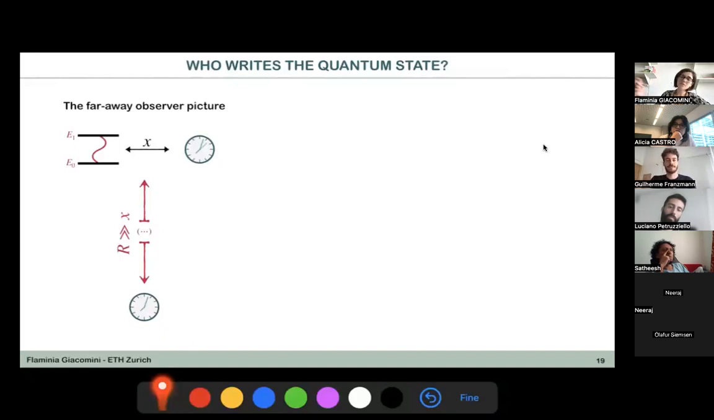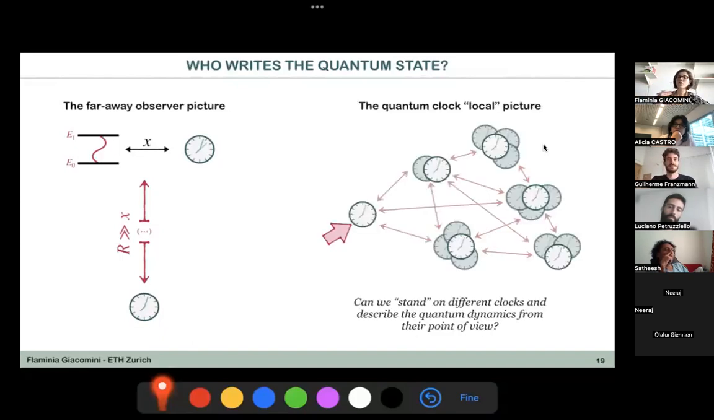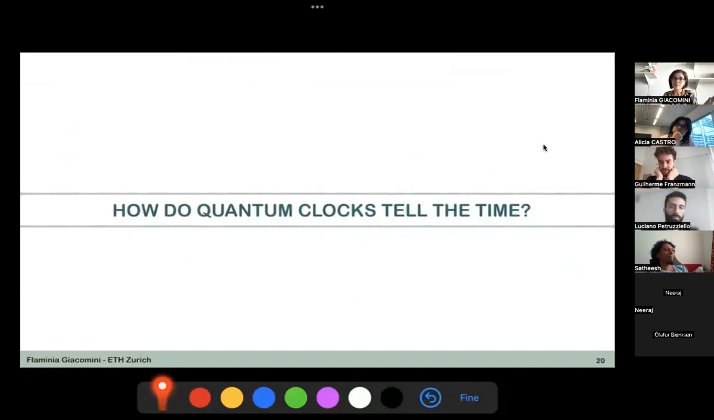So something that we would like to have is instead some quantum clock local picture. So, can I actually go to the frame in which this clock is and see how this clock is telling the time? Can I stand on a different clock and describe the quantum dynamics from its point of view? And that's the topic of the rest of this lecture, which is how do quantum clocks tell the time? So we'll now try to see if there is a way to make sense of the perspective of the clock and how this clock tells the time. And so I think this is a good moment to stop for questions.